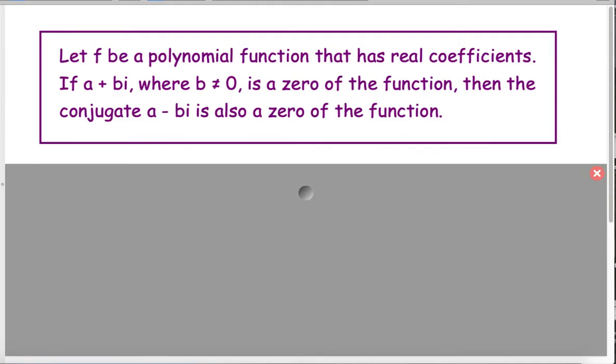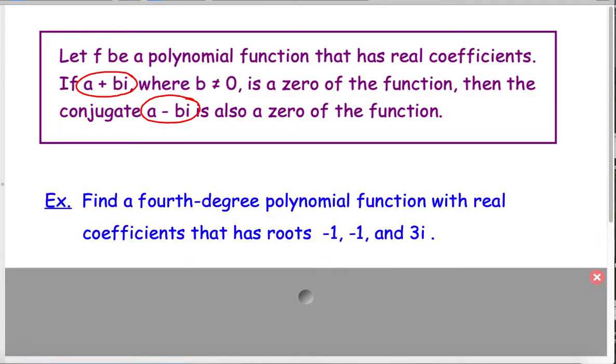If f is a polynomial function that has real coefficients, and if a plus bi, where b is not 0, so we have an imaginary number, is a 0 of the function, then its conjugate is also going to be a 0 of that function. So imaginary roots come in pairs with their conjugates. All right, so how does that help?